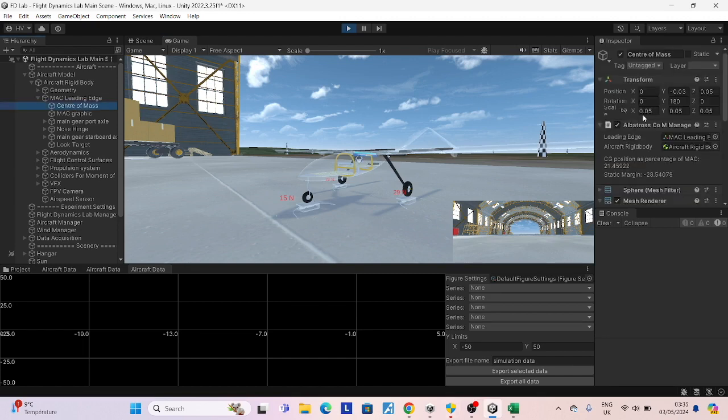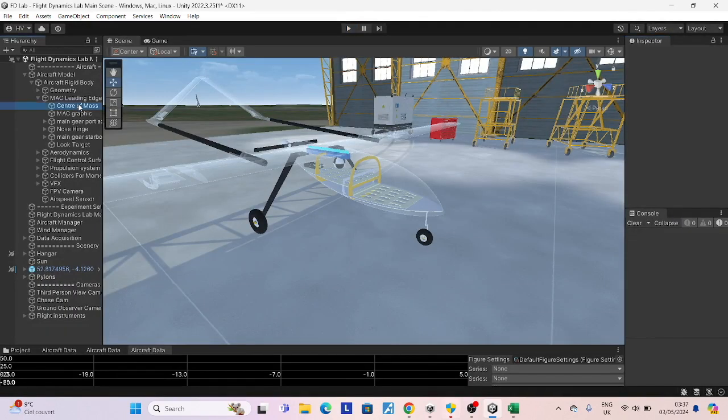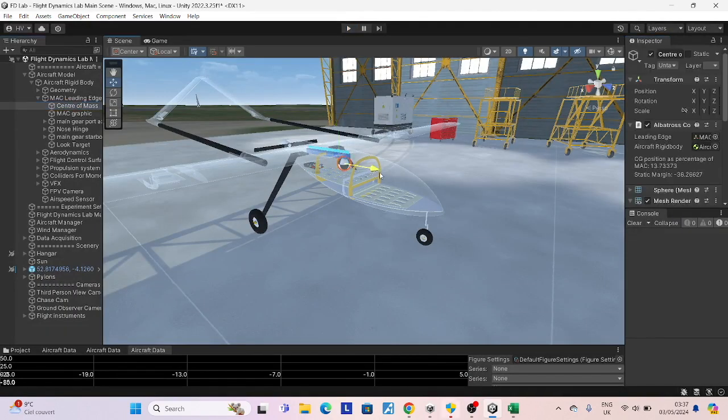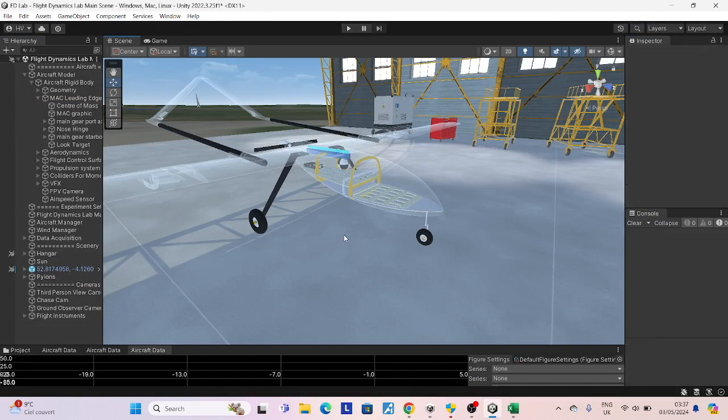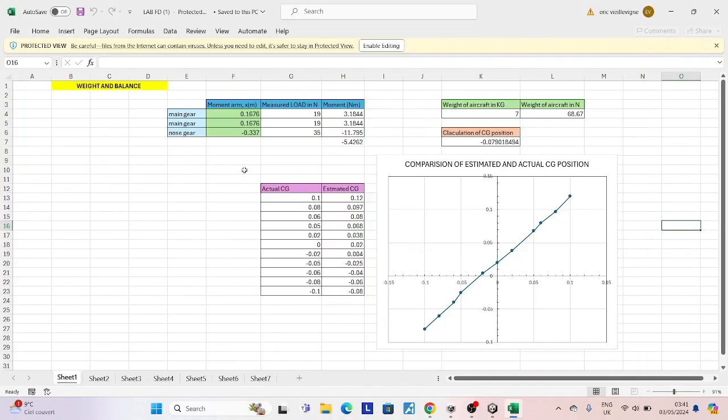Here we can change the value of the CG, and this will change the value of the reaction. Here we have again the center of gravity that we can change. The distance of each wheel must be measured from a reference point. In our case, the leading edge will be the reference point with a positive direction behind the leading edge. Here for the calculations, we have the position of each wheel.